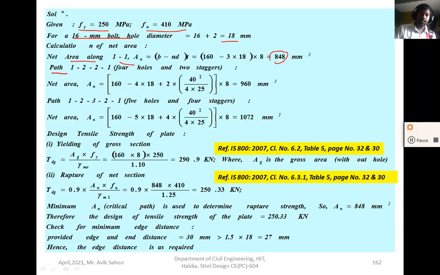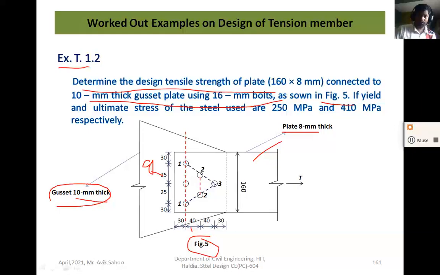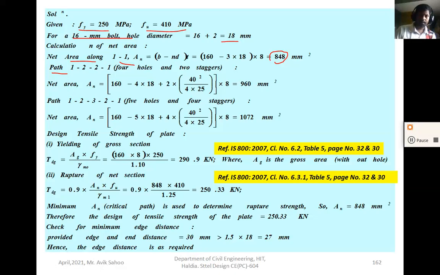Next we consider the path 1 2 2 1. So along this line it may fail. So here how many holes are used? So 1 2 3 4 holes are used, and how many staggers? 1 2. So 2 staggers you have to add. So net area we calculate. So this is 2 into, because the 2 staggers, so we get the area 960 square millimeter.